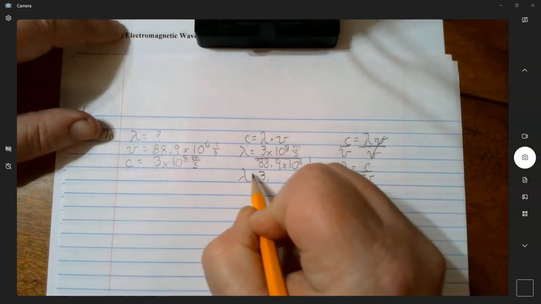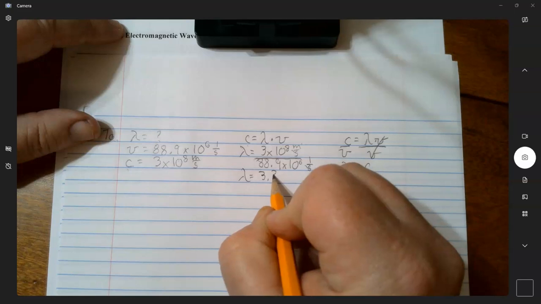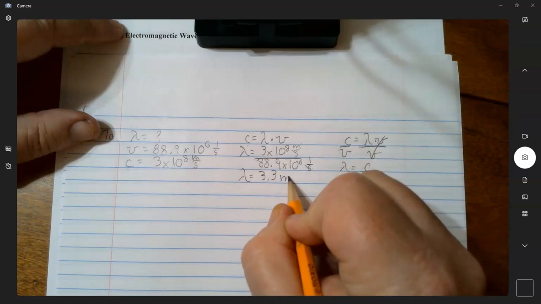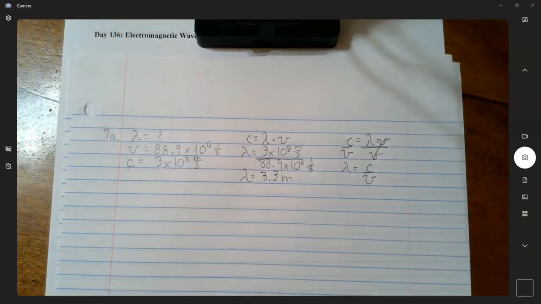That's fairly long for the length of an electromagnetic wave, but radio waves can be that length. Radio waves are the type of waves that would actually carry TV and radio signals back in the 50s, 60s, 70s, before people did it the way they're doing it now. Okay, so there's your answer.